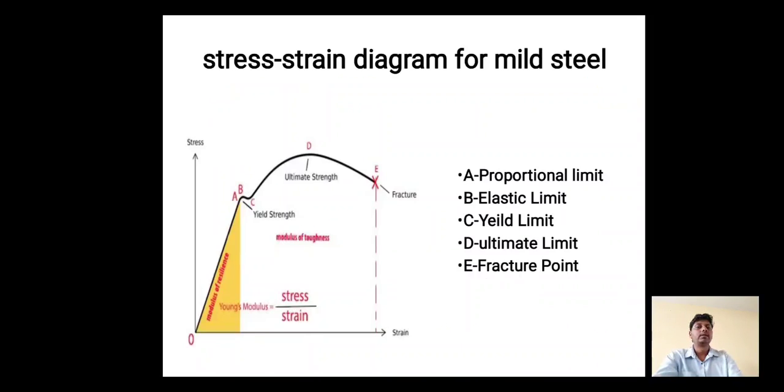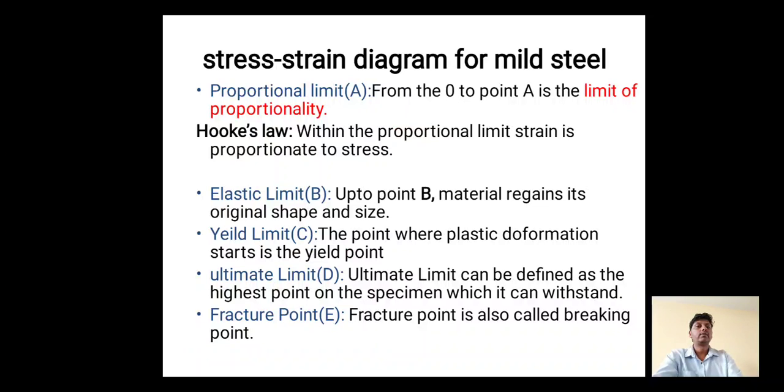See here, from O to A. What is happening? It is a straight line. So a straight line is nothing but, within this proportional limit, strain is proportional to stress. So it is directly proportional. If you change the stress, the strain will also change. That law is called Hooke's law.